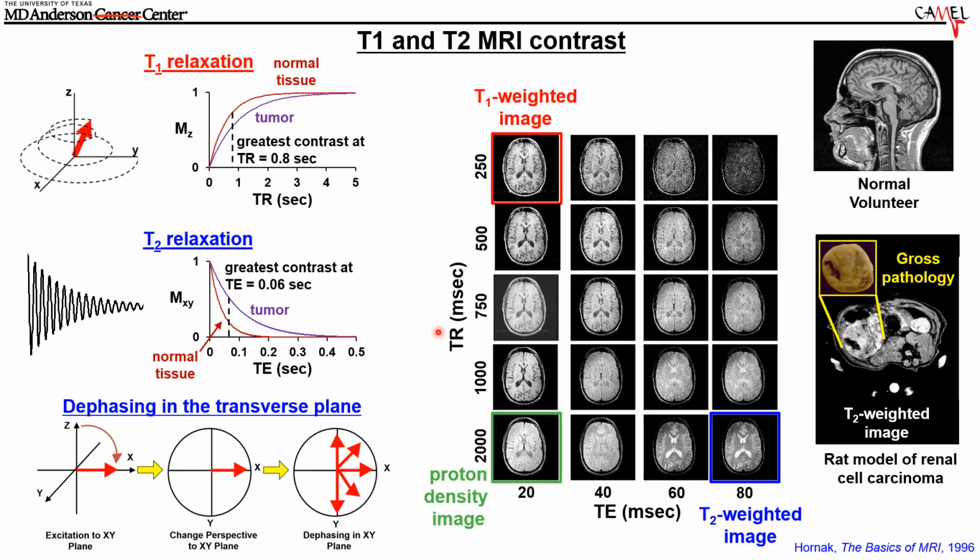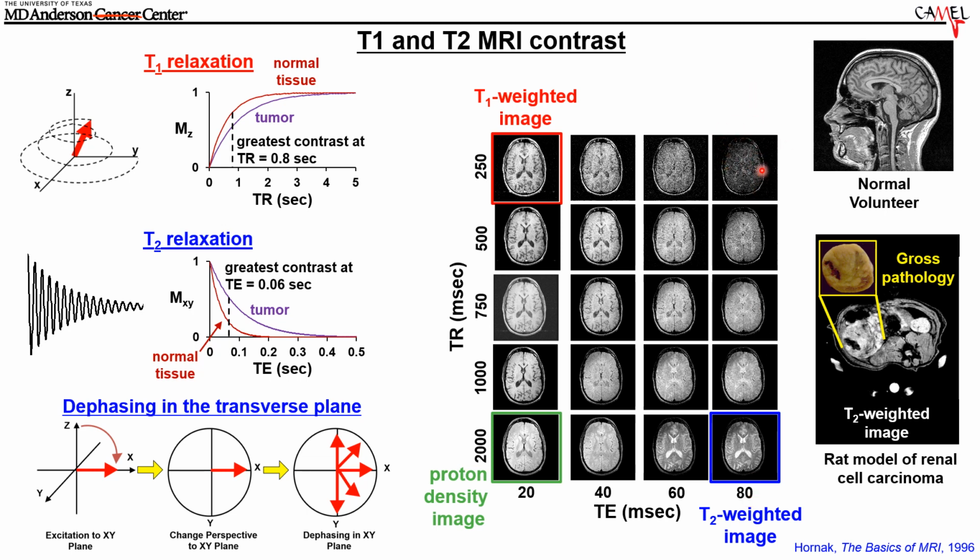So if I time things in the experiment to have a time of recovery or a time of evolution, you can see I can get different contrast between different tissues. Now, this is just a normal brain, no tumor here, but if I wait a very short time in terms of TR and a very long time in terms of TE, that would be this image here, right? Short TR, long TE.